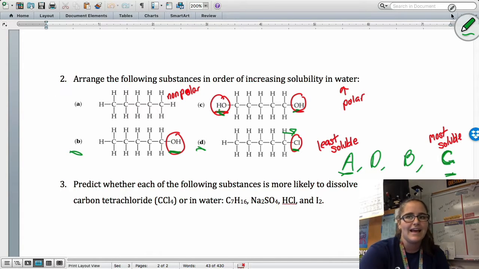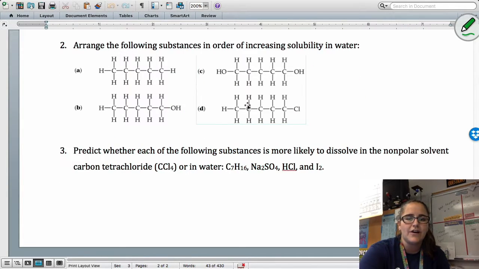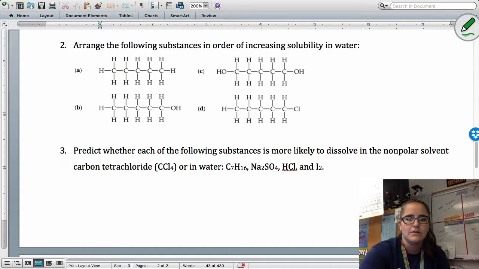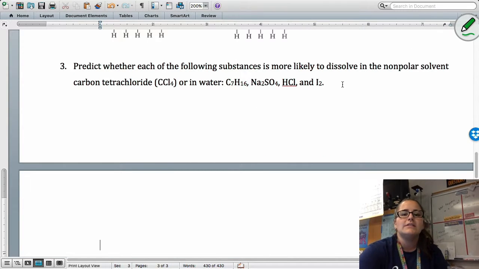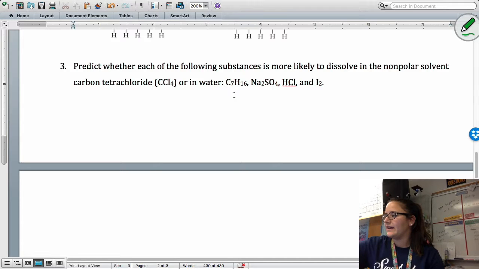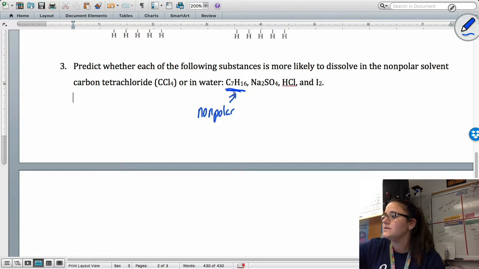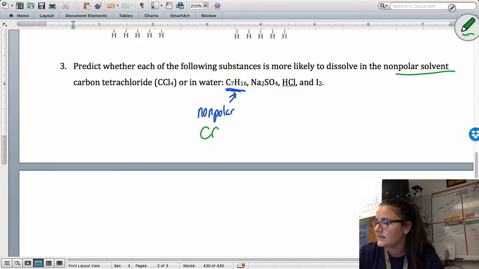Okay, and last but not least, another example. Predict whether each of the following substances is more likely to dissolve in the nonpolar solvent carbon tetrachloride or in water. We have to remember, like dissolves like. C7H6 is nonpolar, so it will dissolve better in the nonpolar solvent, CCl4.